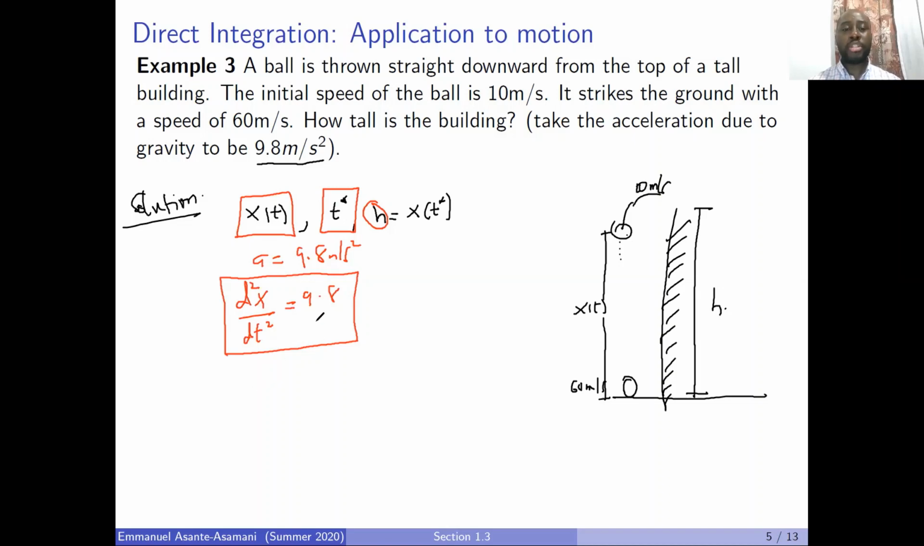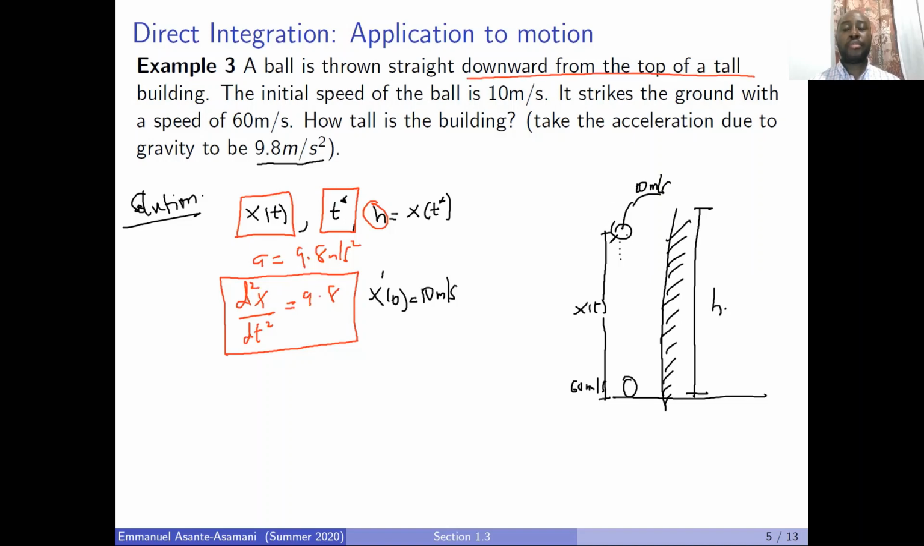Now let's look at the information we are given. We are told that it falls with an initial speed of 10 meters per second. So we can assume that the initial velocity is 10 meters per second. Okay. Now, because it's a second order differential equation, we need an extra condition to find a particular solution. So let's see, what else do we know? We know that the ball is thrown straight downward from the top of the building.